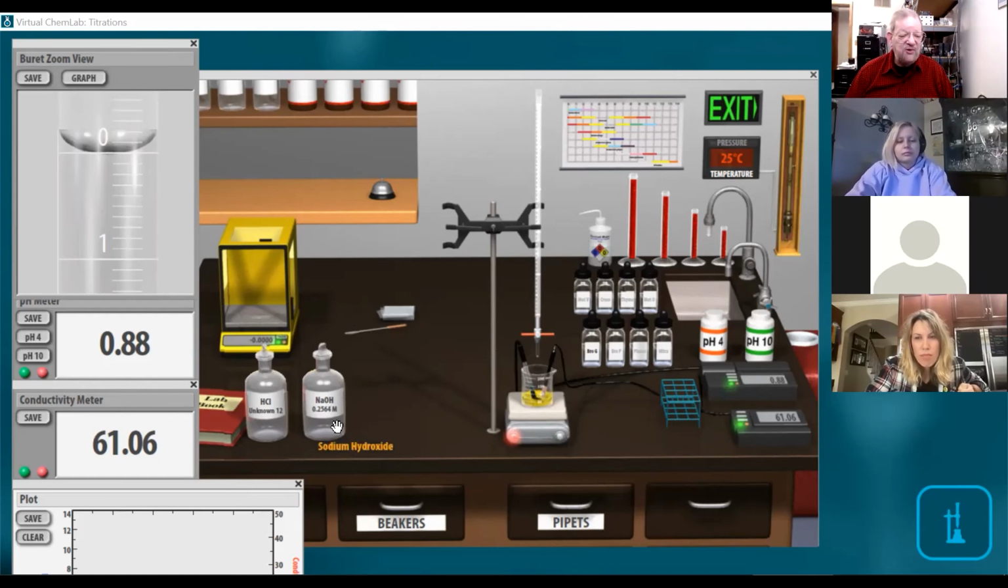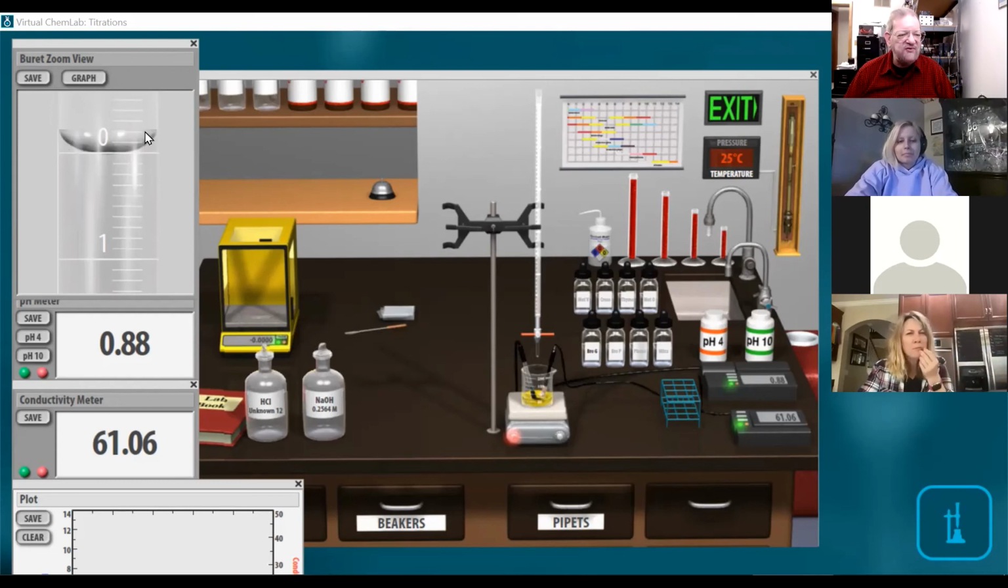And here you have a known sodium hydroxide solution. What do I mean by known? If you look on there, it says 0.2564 capital M. Do you know what capital M is? That's molarity. So we know the molarity. Now, over here in the upper left-hand corner, they have the burette. They've already filled it with sodium hydroxide.